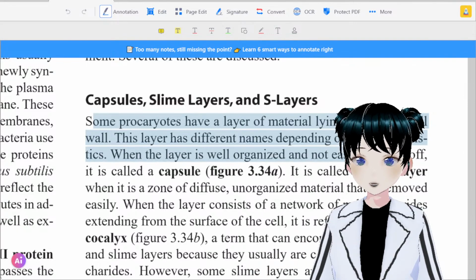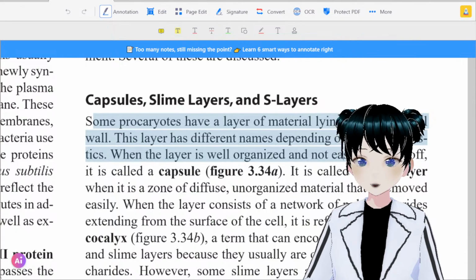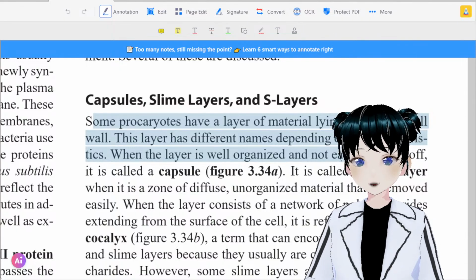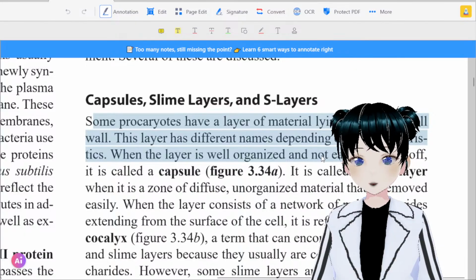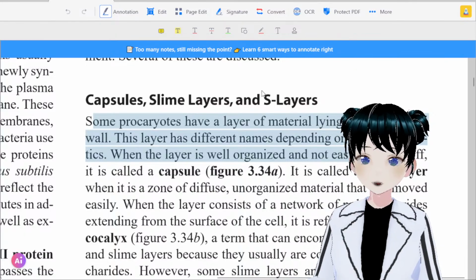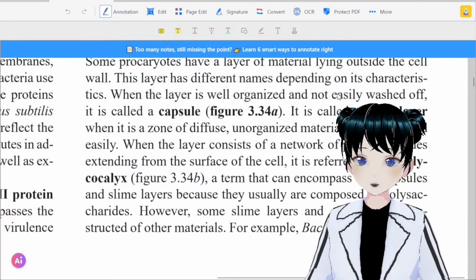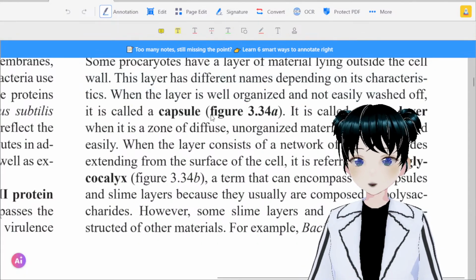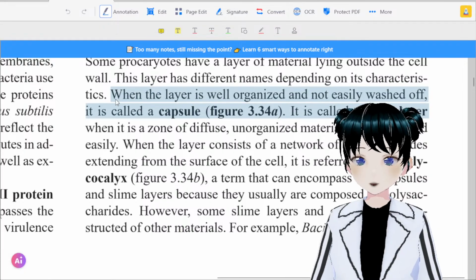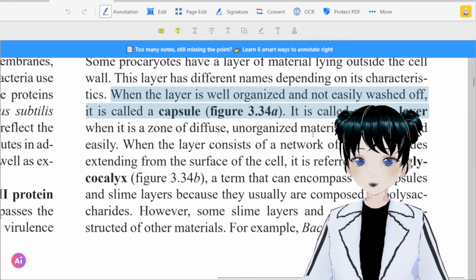Okay, so they are saying prokaryotes have a layer outside of the cell wall. Some prokaryotes, not all of them. Now, it is named depending on its characteristics. When a layer is well organized and not easily washed off, it is called a capsule. It means the most resistant and most organized one is known as capsule.